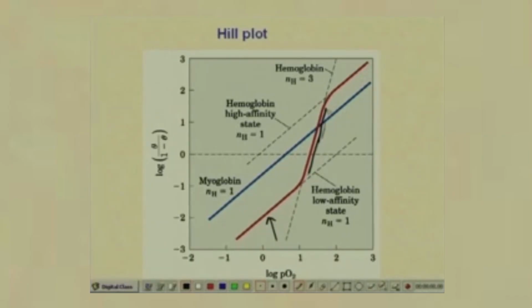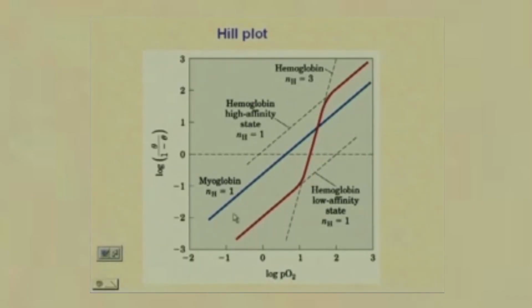Okay, so it is this slope that we will consider for the Hill equation that is going to give us a value close to 3. And for the myoglobin, we are going to get a value of 1. Okay, so this explains the Hill plot for hemoglobin and myoglobin. Okay, what are we going to get? We get a Hill coefficient of myoglobin that corresponds to 1, a Hill coefficient of hemoglobin that corresponds to 3.